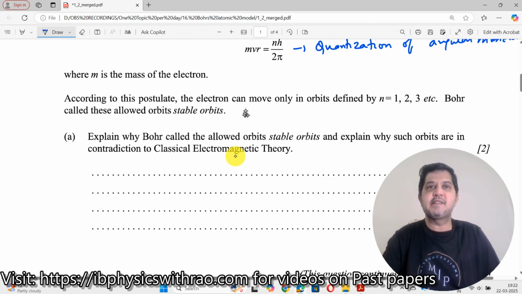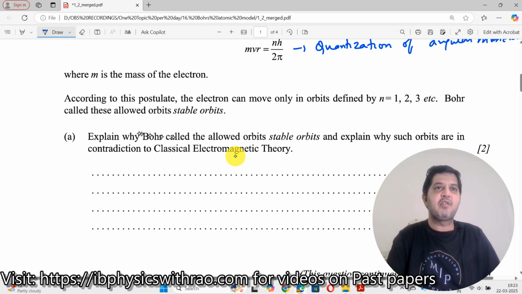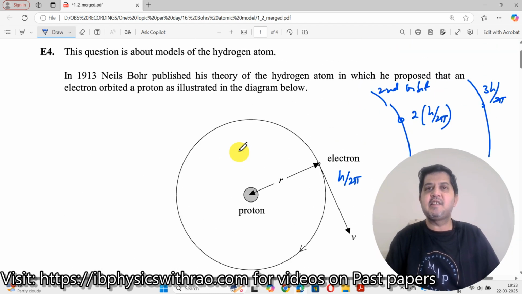So according to this postulate, electrons can move only in orbits defined by n equal to 1, 2, 3, etc. Bohr called these allowed orbits stable orbits. So he suggested that electrons cannot move in between the first and second orbit. It can move only in the first orbit, or in the second orbit, or in the third orbit, and so on. It cannot move anywhere in the space in between. Why did he suggest it?